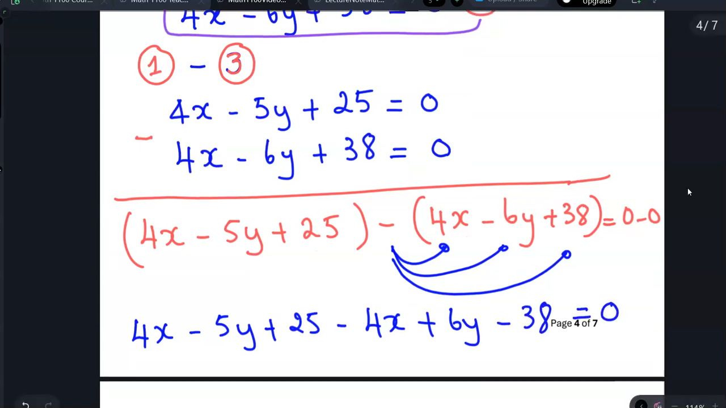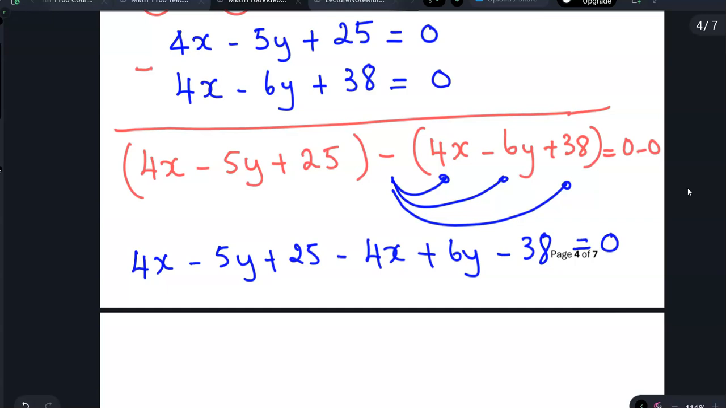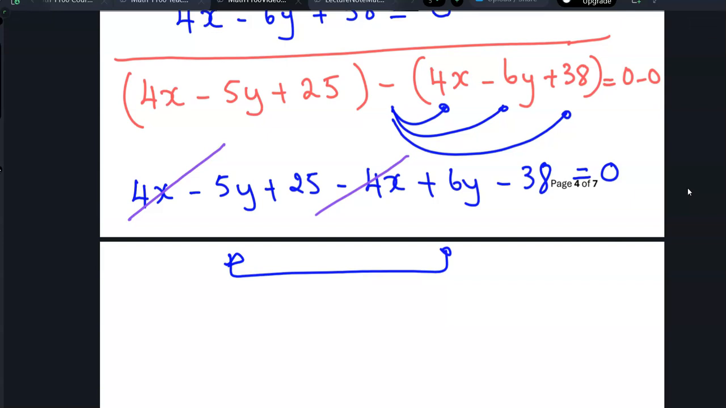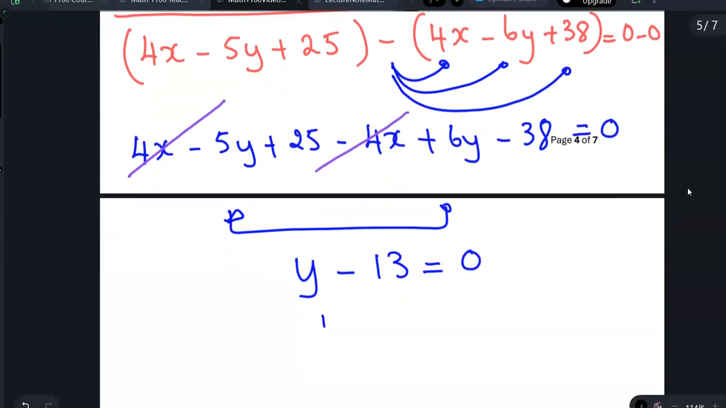is equal to 0. So now you see that you can eliminate the 4x and the 4x. So collecting the 2y, you should end up with just y, and minus 13 equal to 0, and immediately you can conclude y equal to 13.